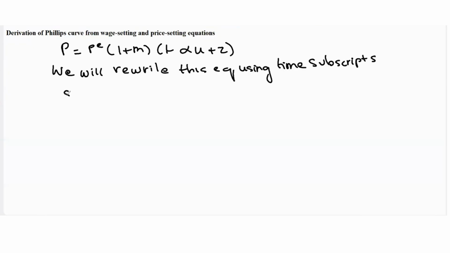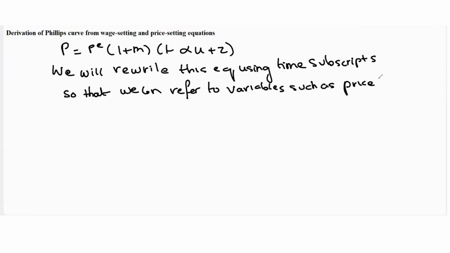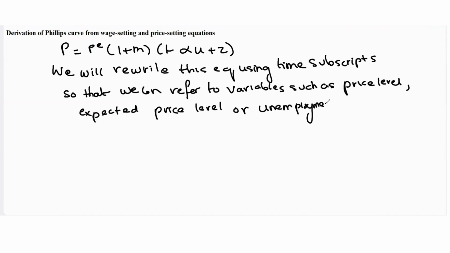So that we can refer to variables such as price level, expected price level, or unemployment rate in a specific year. So we want to add the time element to it, so that we know in which year we are talking about P, in which year we are talking about PE, in which year we are talking about U, right?